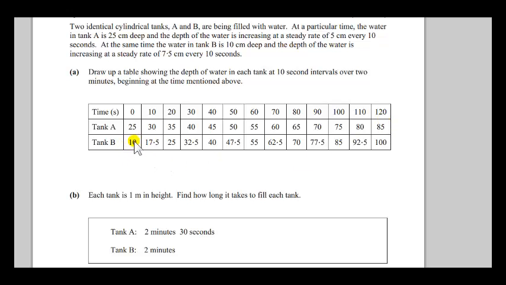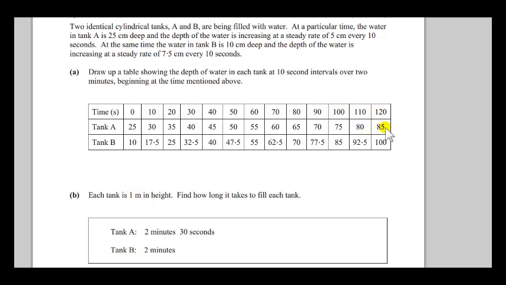Similarly for tank B, the initial height or depth of water is 10 centimeters, and that increases by 7.5 centimeters every 10 seconds. So we just keep repeatedly adding 7.5 until we get to the value at 120 seconds. Each tank is a meter in height, and we want to find how long it takes to fill each tank. So 1 meter is 100 centimeters.